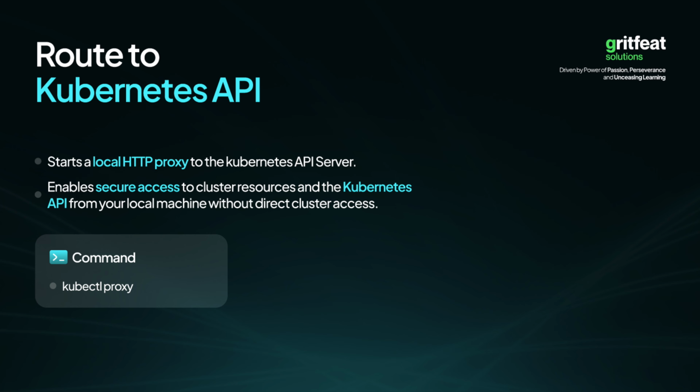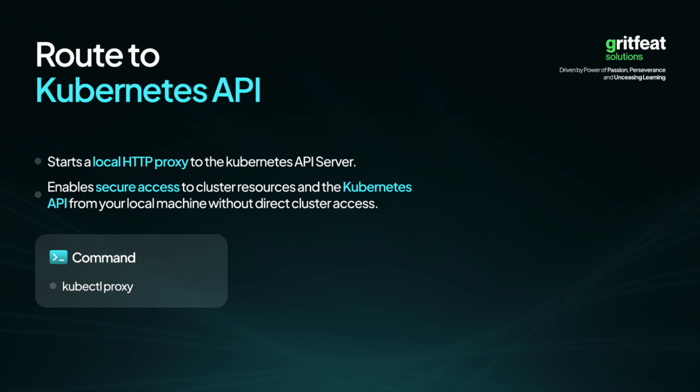You can then access the Kubernetes API through your local proxy address like http://localhost:8001. This is particularly beneficial for development and debugging. For instance, you can use it to access the Kubernetes dashboard or to directly query API endpoints from your browser or other tools, all while maintaining a secure connection to your cluster. To achieve this, simply run the kubectl proxy command.